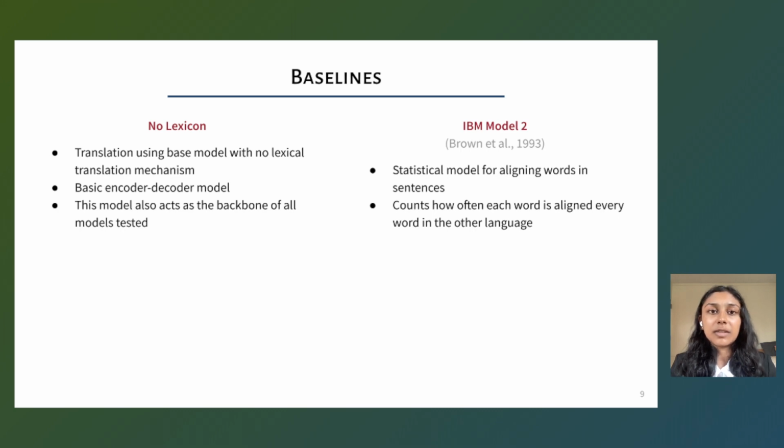We also compared the two baselines. The first is an encoder-decoder translation model, like I described at the beginning, which also acts as the backbone to the models that incorporate lexicons. The second is a model that utilizes a statistical lexicon.